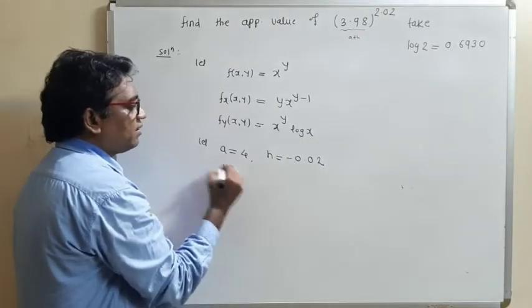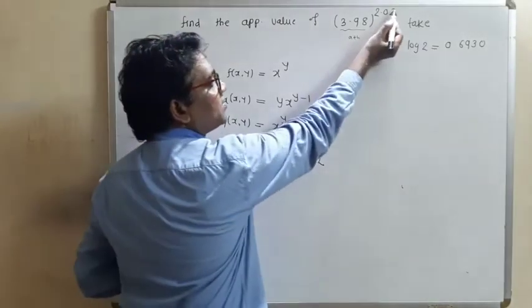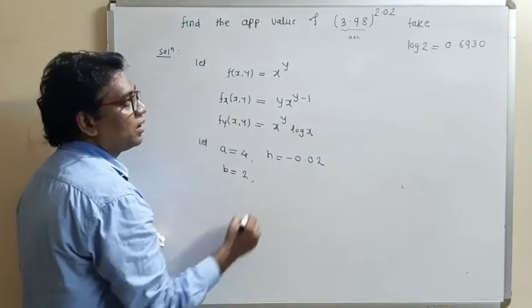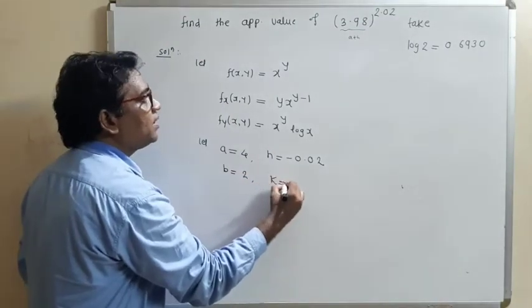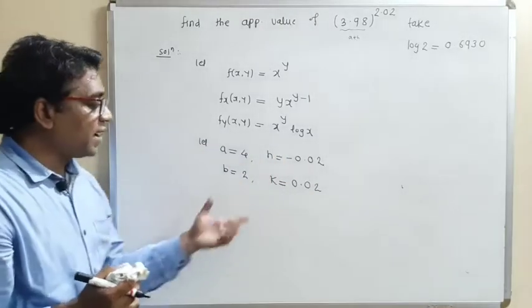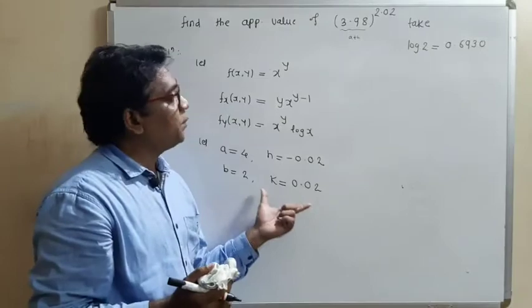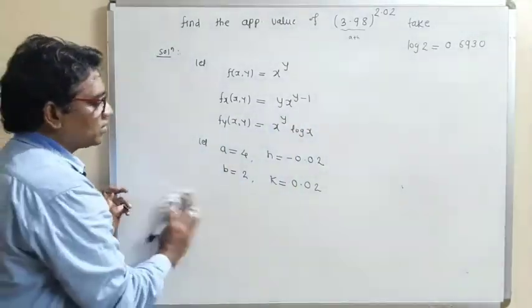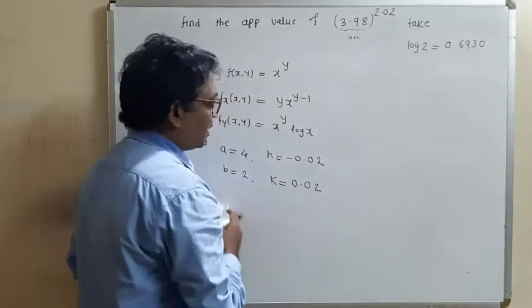What is the next numerical value? B. Now suppose this is our B plus K. This is near about 2. What is K? K means the remaining number. This is 0.02. So if we add this total value, B plus K will be 2.02. So let us find out three functional values. Write down the values.